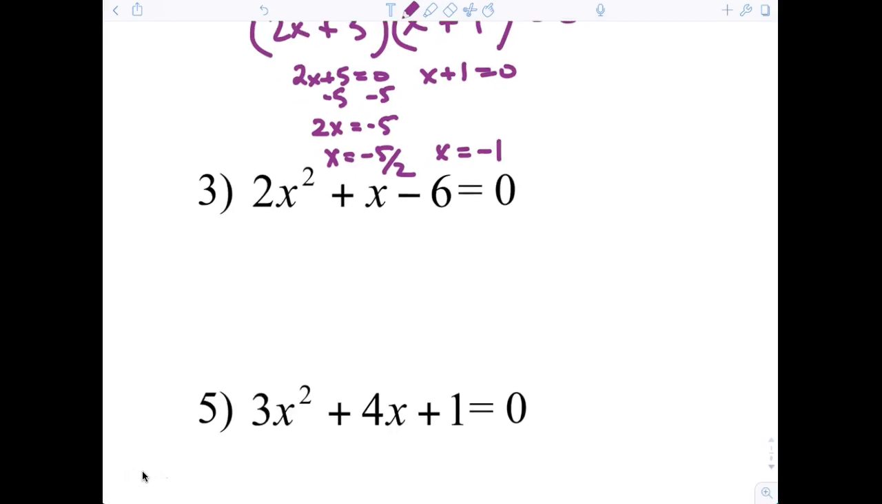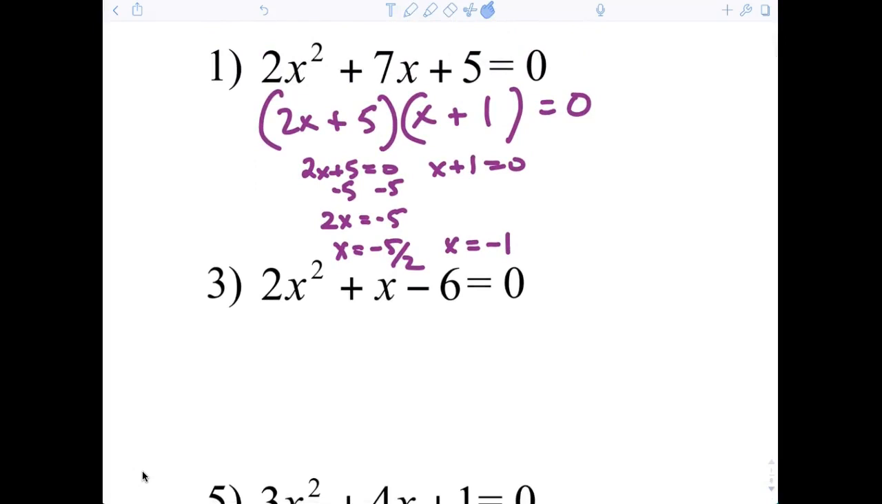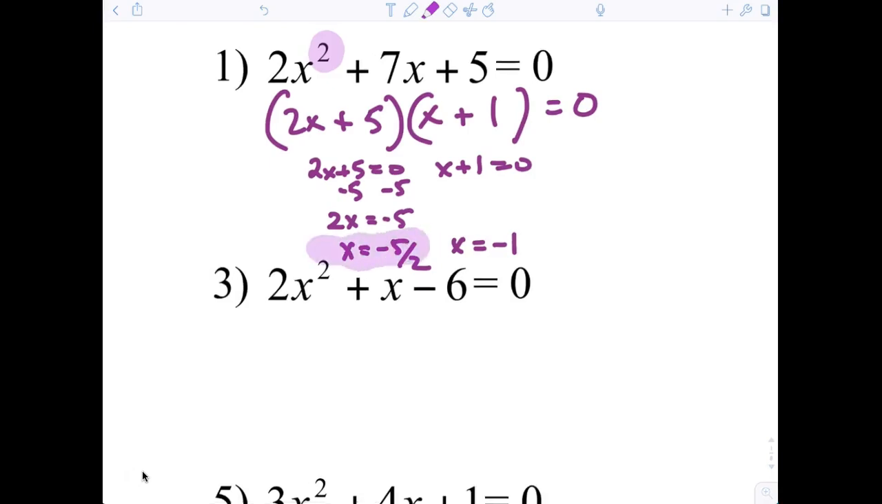All right, so now we're looking at, oh, by the way, this right here is called a quadratic, and the exponent is going to tell you how many solutions there are. So this was to the second power, so there's going to be how many solutions? 2 solutions.